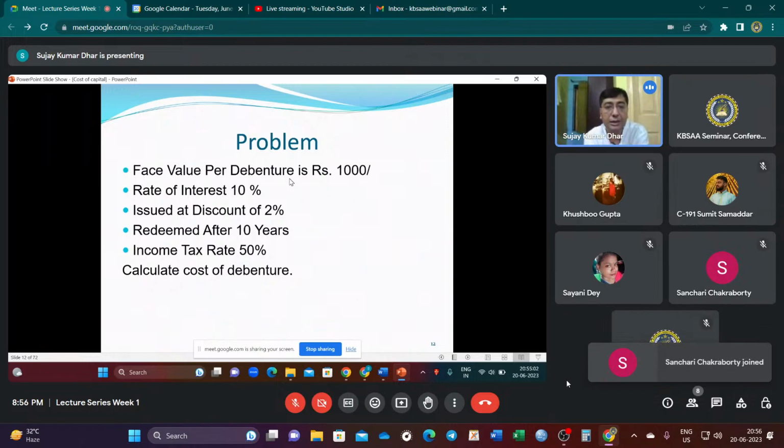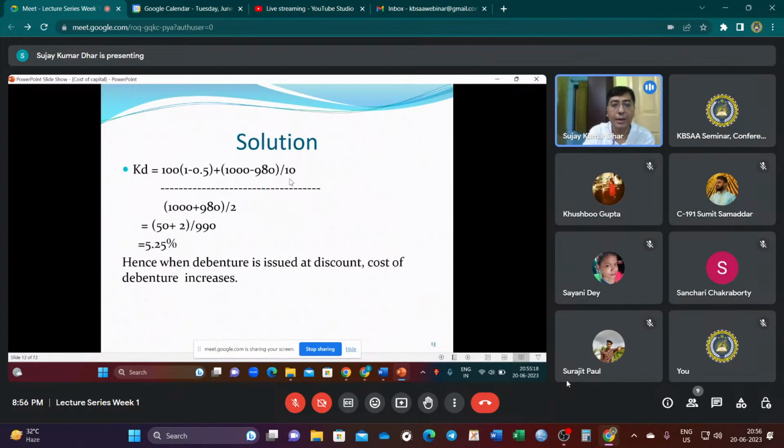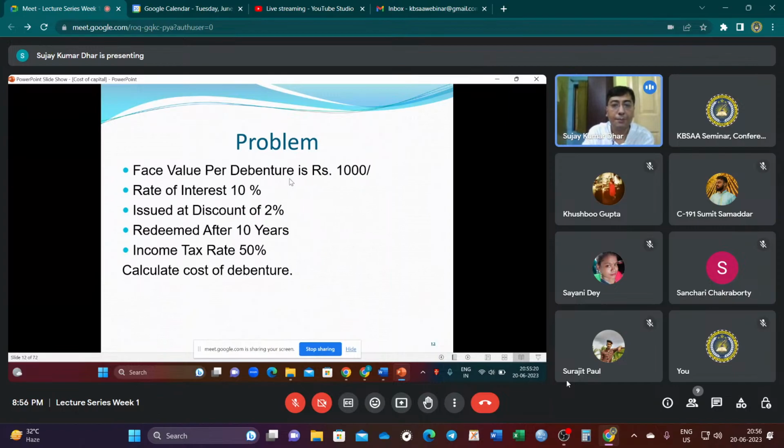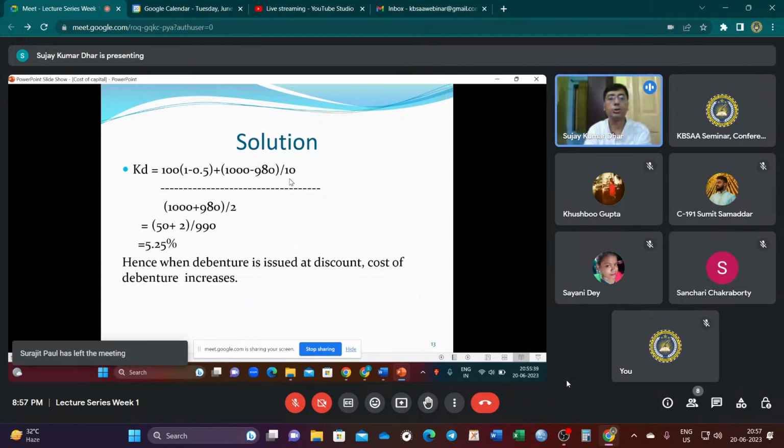Redeemable, if nothing is mentioned, at par, 1000. So again we have to go for formula 1: R into (1 minus T) plus (F minus P) by N, whole divided by (F plus P) by 2. So 10% of 1000, 100, tax rate 1 minus 0.5, (1000 minus 980) by 10, whole divided by (1000 plus 980) by 2. So 5.25%.